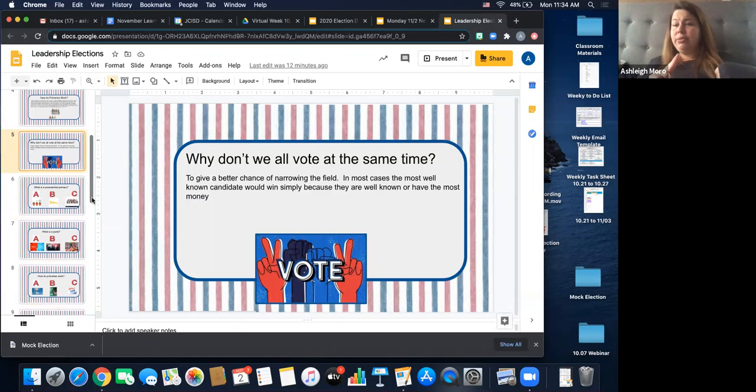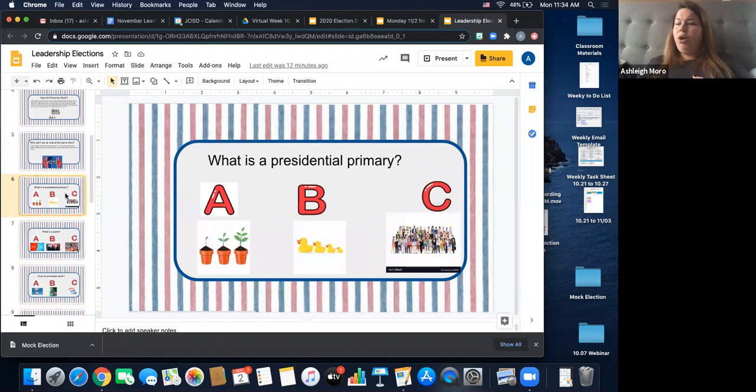We're going to answer some questions, and then I'm going to make it make sense for our mock election. So what is a presidential primary? A, it's when we take a small group of people and get a bigger group. B, when we take a big group and make it smaller. Or C, we just check out all the people involved. What do you guys think?